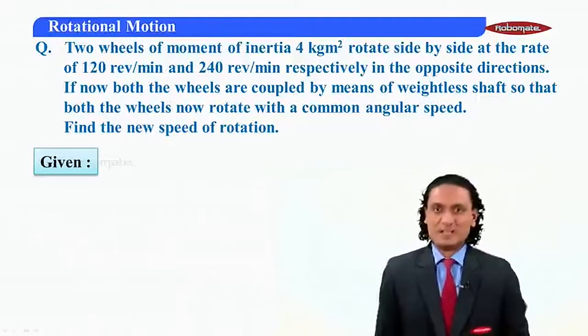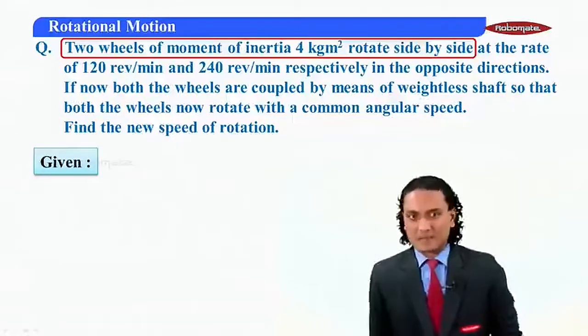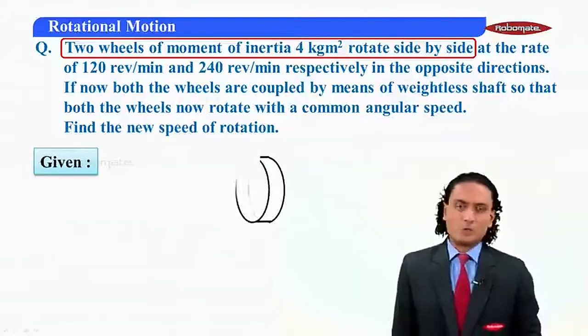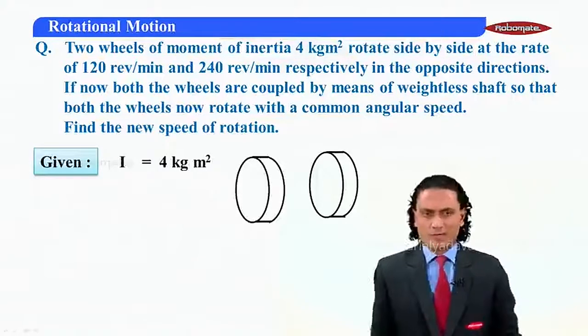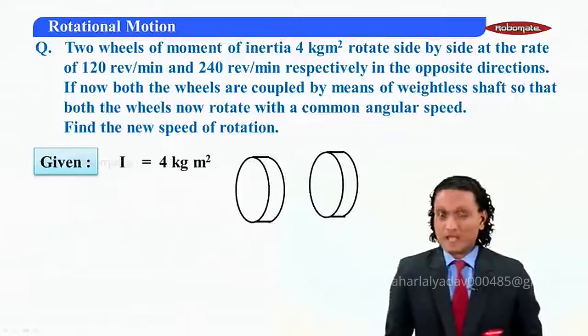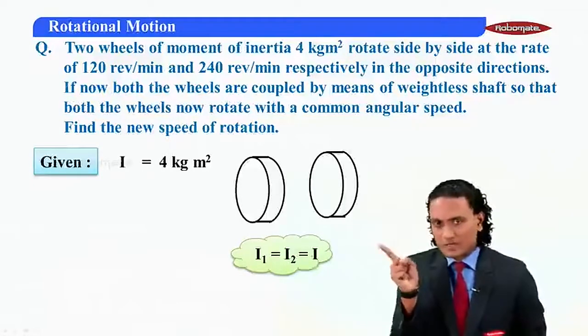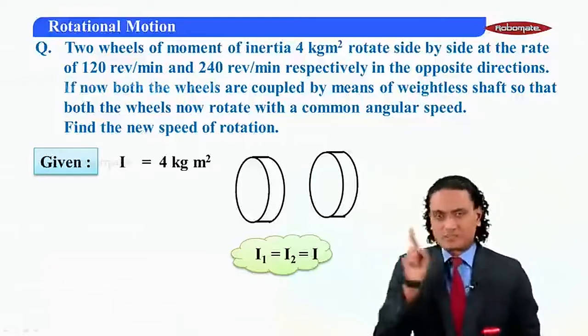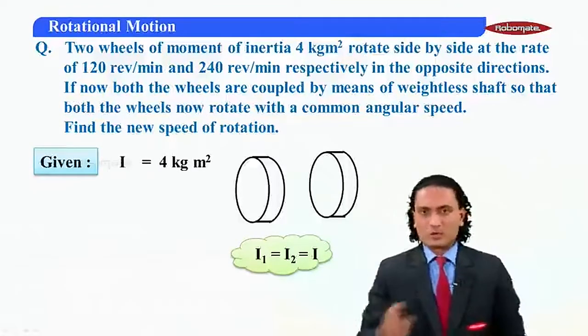Two wheels of moment of inertia 4 kilogram meter square rotate side by side. Let me draw the diagram. Two wheels rotating side by side, their moment of inertia is 4 kilogram meter square. Now keep this in your mind. I1 is equal to I2 is equal to I. That means moment of inertia of the first wheel and the moment of inertia of the second wheel both are same. It is 4 kilogram meter square. Fine students. What is next?